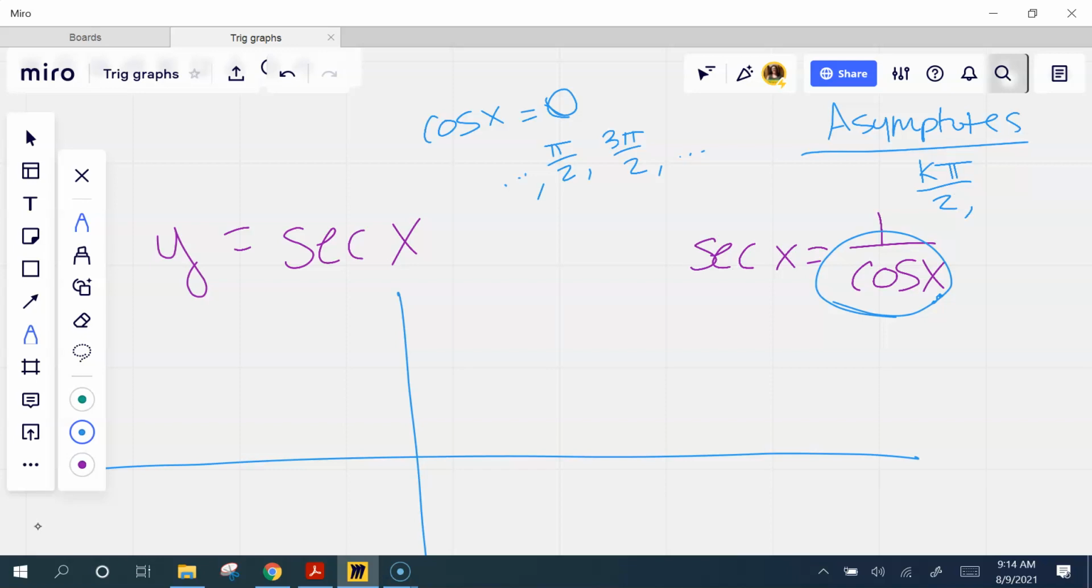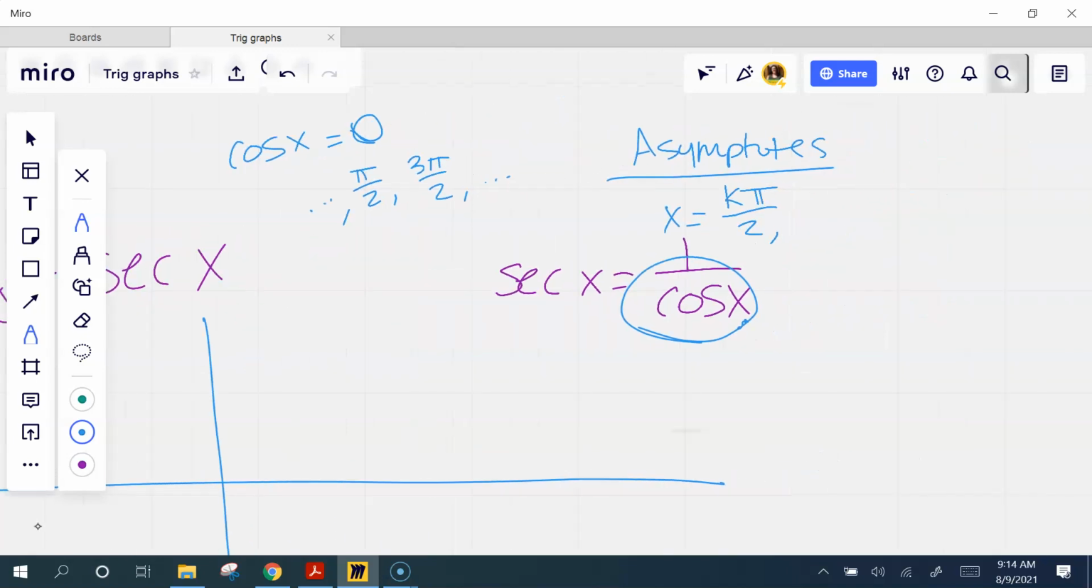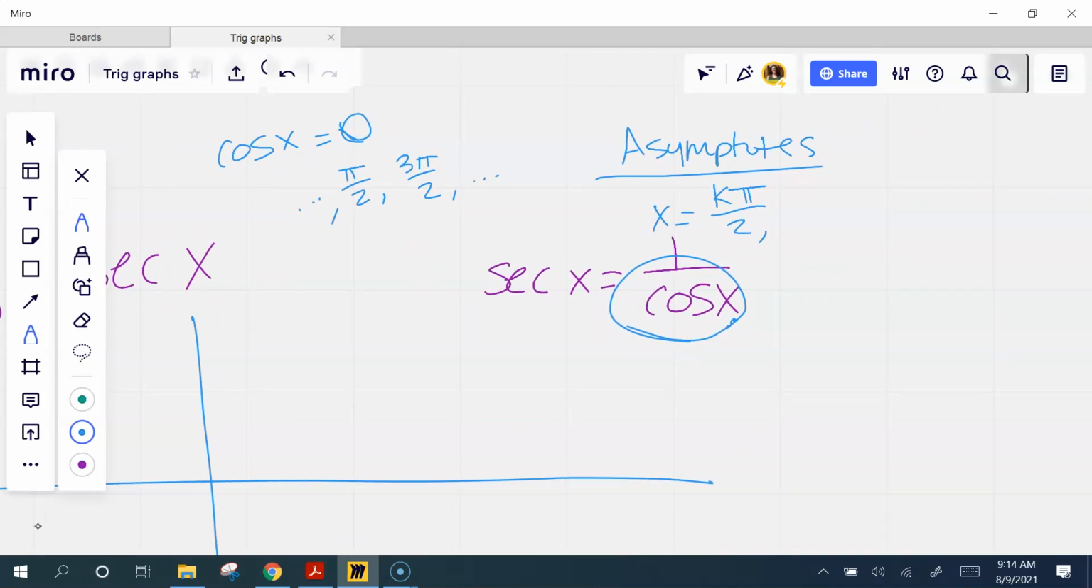But I need k to be odd. How can I define k to be odd here? That would actually probably suffice for most things that we're going to do here. For right now, that's fine.